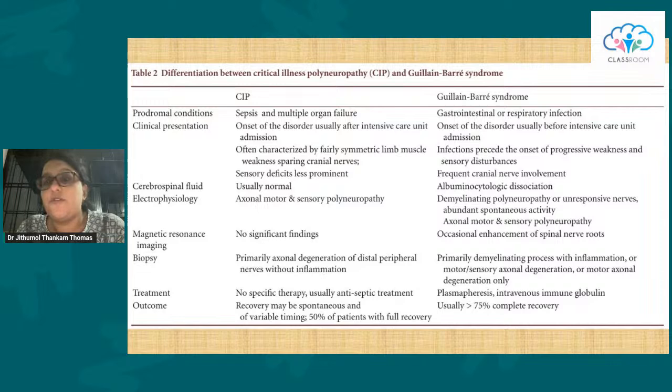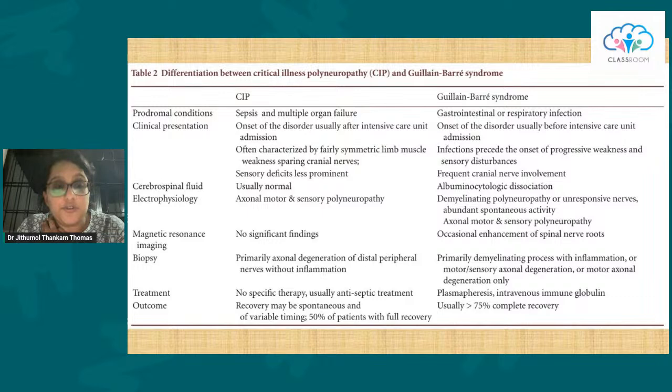In CIP, you usually have fairly symmetric limb weakness, sparing the cranial nerves. But in GBS, you usually have a progressive kind of weakness with frequent cranial nerve involvement. Then in CIP, usually the sensory deficits are less prominent, while in GBS, pain is usually present. They usually complain of pain. And CSF, if you see, in CIP is usually normal. In GBS, you have albuminocytological dissociation.